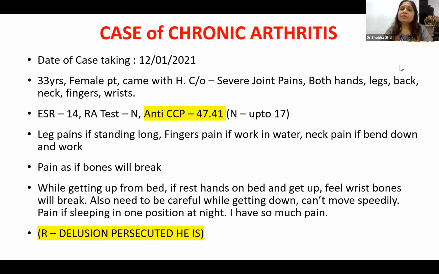So friends, I will be directly sharing with you two cases. The first case is of chronic arthritis. The patient came to me on 12th January 2021. It is a case of a 33-year-old female patient. She came with her husband, and she was already taking treatment from another homeopath at a charitable clinic.